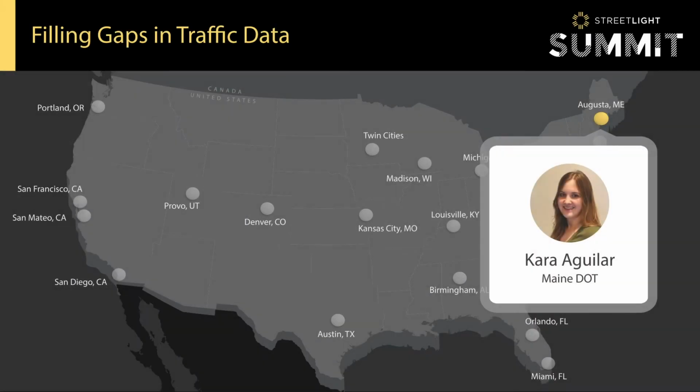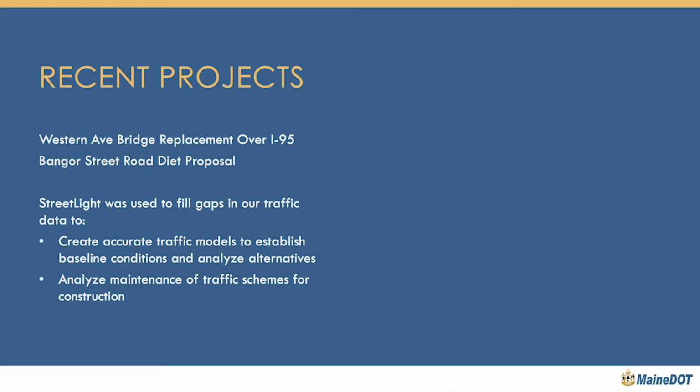I'm going to talk a little bit today about how we've been using StreetLight to fill in some of our traffic data gaps for some of our projects. So I'll talk a little bit about two of our more recent projects. These include the Western Avenue Bridge Replacement Project over Interstate 95 and the Bangor Street Road Diet proposal.